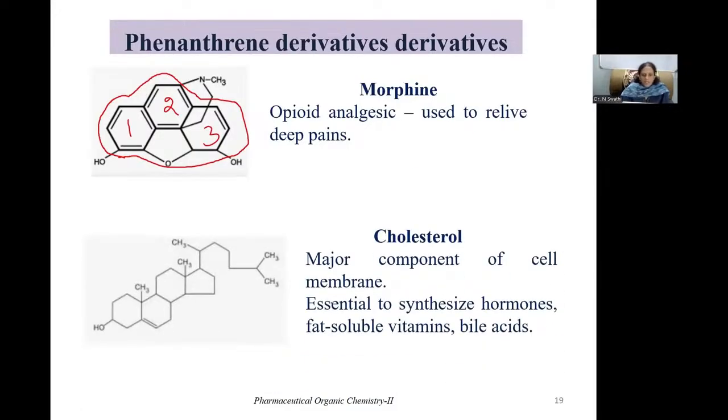Now coming to the other example, it is cholesterol. You can see this particular carbon skeleton. Cholesterol also consists of 4 cyclic rings which are fused angularly. So these 1, 2, 3 rings are the reduced phenanthrene ring system. Cholesterol is the major component of cell membranes and also it is essential to synthesize hormones, fat soluble vitamins, and bile acids. So this is the importance of cholesterol. So morphine and cholesterol are the 2 examples of compounds containing the phenanthrene ring system.